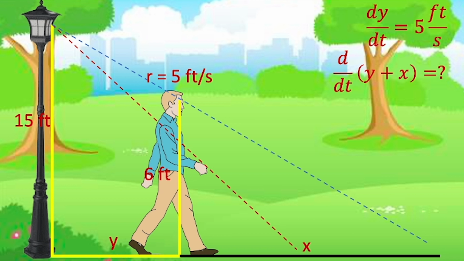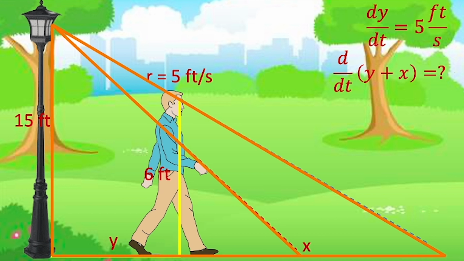To proceed with the differentiation, we need to have only one variable left in the equation. We need to leave y in the equation because one of the givens is the value of dy/dt, which is equivalent to 5 feet per second. The next thing we should do is find an expression that will relate x and y so that we can substitute x in terms of y.